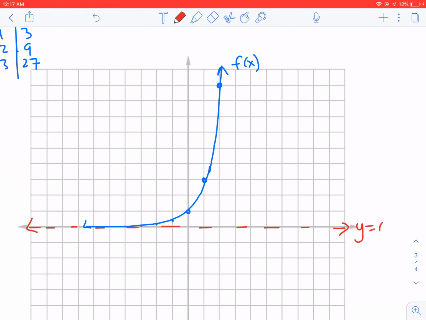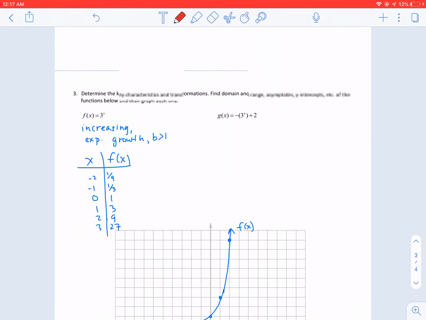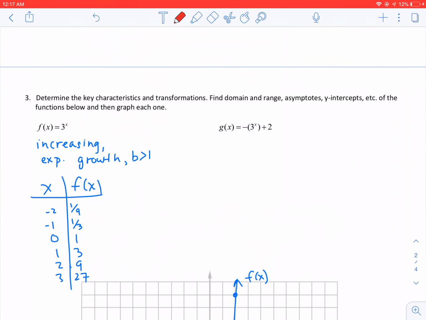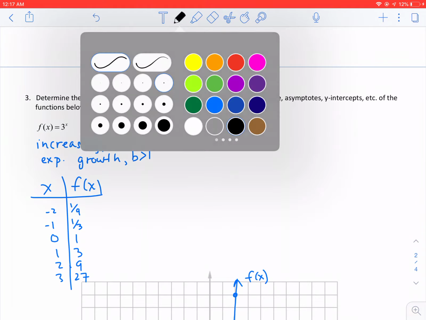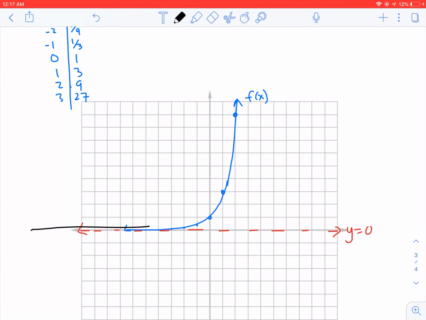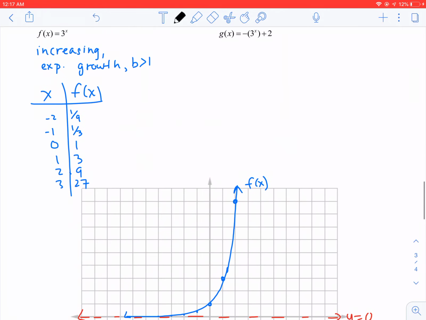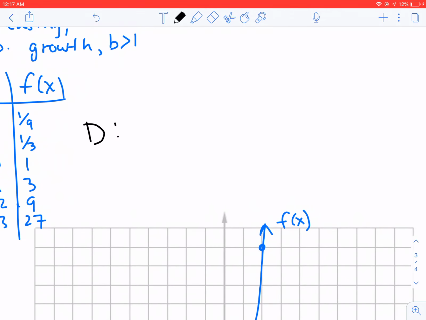Y equals 0. What else does it say? Find the domain and range. So the domain, that's going to keep going to the left. That's going to keep going up and also to the right. So our domain for f of x is all real values, or we can say negative infinity to infinity.